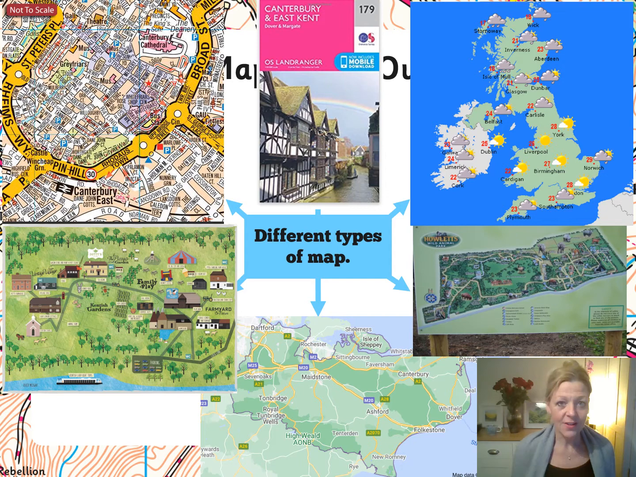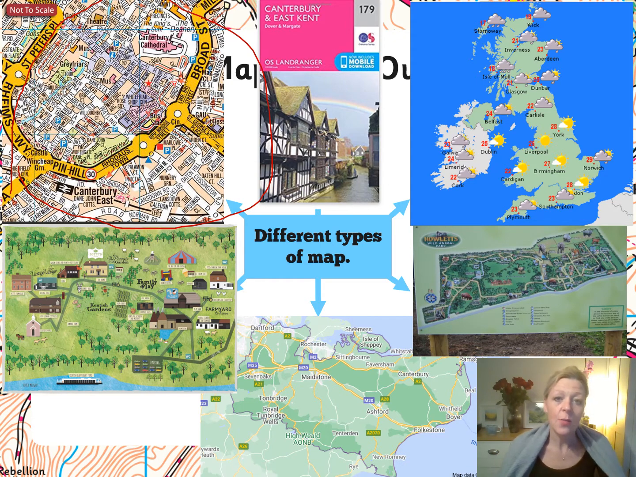Here, I've had a real brainstorm of different types of maps that I could think of. I wonder if any of these are ones that you thought of too. So I had a street map, and you see up here I found a street map of Canterbury. How many different little tiny roads there are in Canterbury. You can see this one's not to scale, which means that the roads are not actually of the same size.